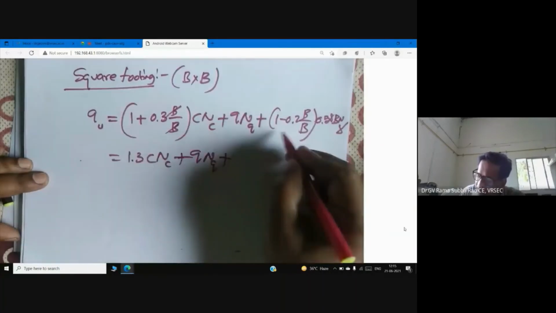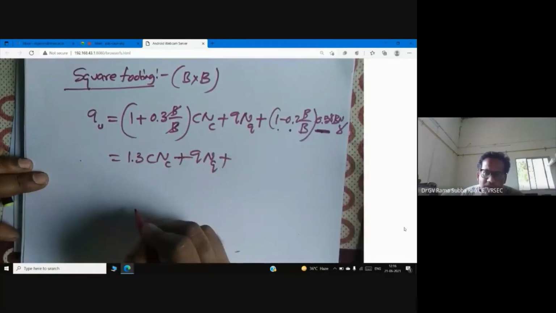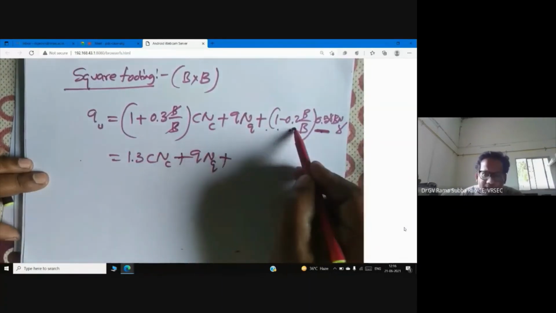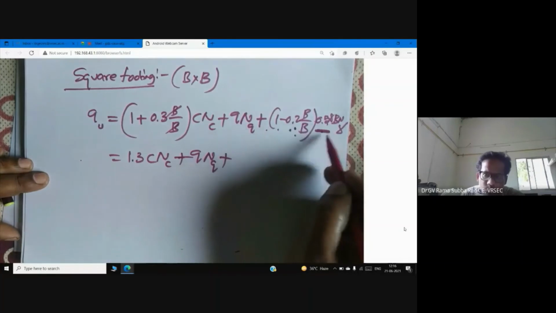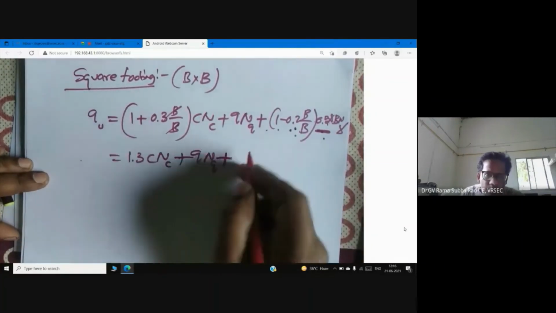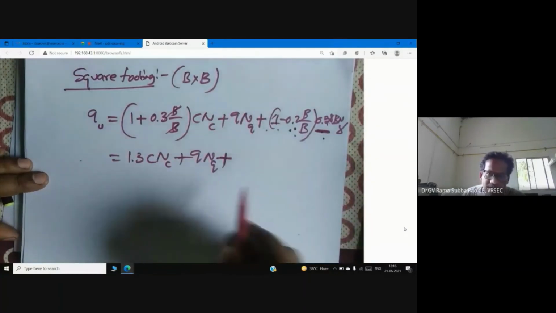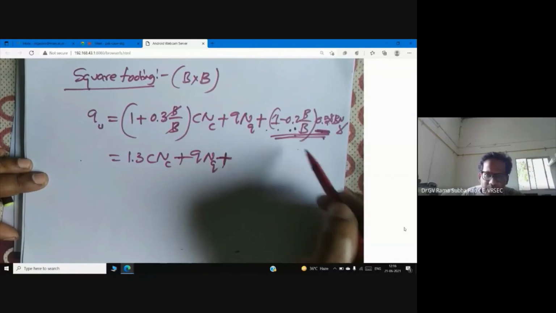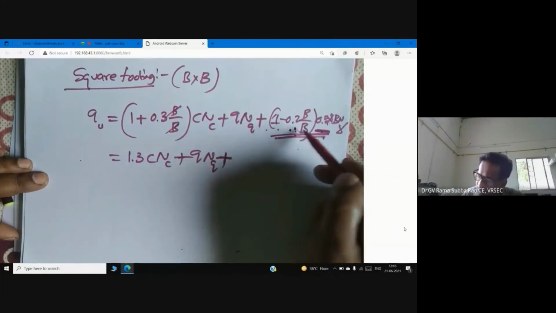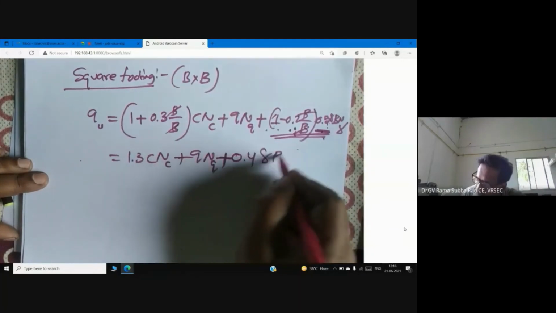Can anyone tell me, 1 minus 0.2 into 0.5? So how much is it? 1 minus 0.2 is 0.8. 0.8 by 2, how much? Can anyone tell me the final value we are getting after 1 minus 0.2 into 0.5? 0.4. That's good, I think. So thank you so much.